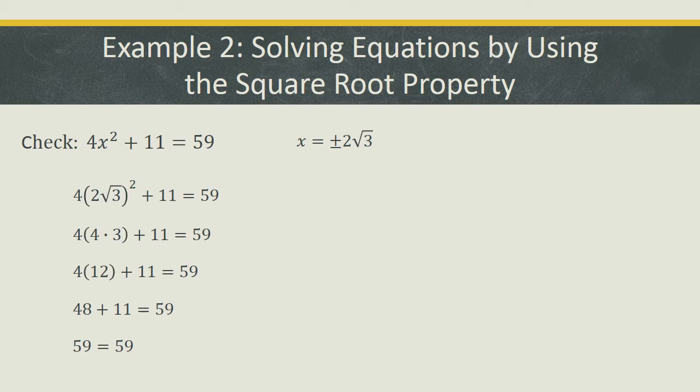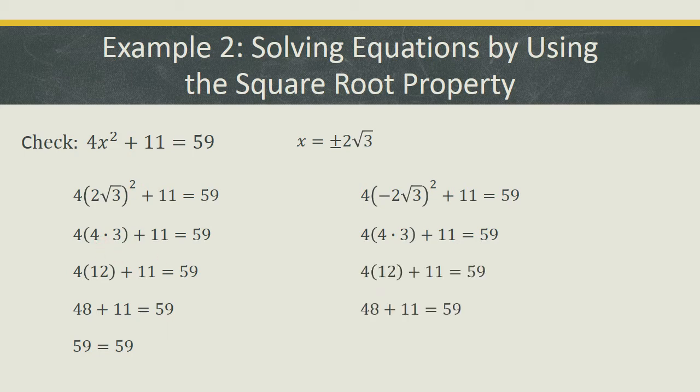Do the same thing with negative 2 square roots of 3. The negative 2 gets distributed, so you're squaring negative 2. Negative 2 times negative 2 is positive 4. Square root of 3 squared is 3. So you end up with the exact same situation that we had over here. 4 times 3 is 12. 12 times 4 is 48. 48 plus 11 is 59. 59 equals 59. We did it right. Yay for us.